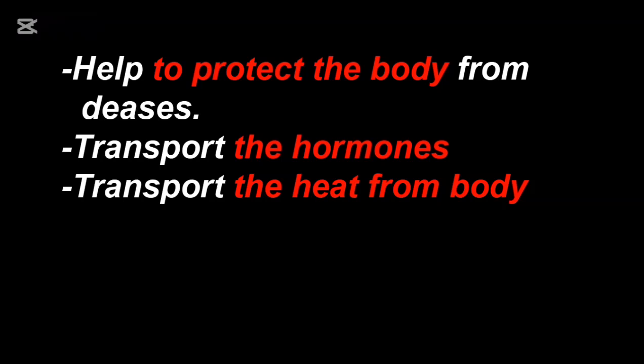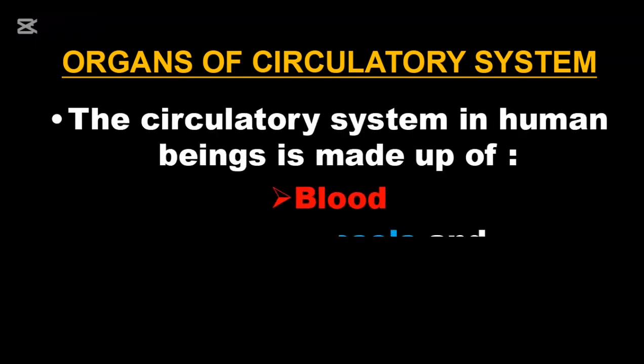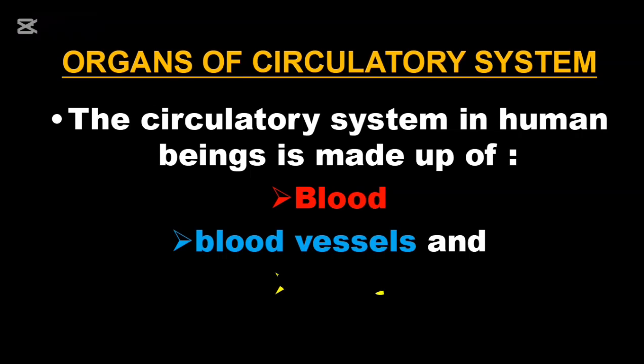Yes, let's continue with the organs of the circulatory system. We have asked ourselves the question: what makes up the circulatory system? The circulatory system in human beings is made up of blood vessels, blood, and the heart. Those are the main parts of the circulatory system. Those are the main organs of the circulatory system. Then we have also the heart. Let's talk about them one by one.